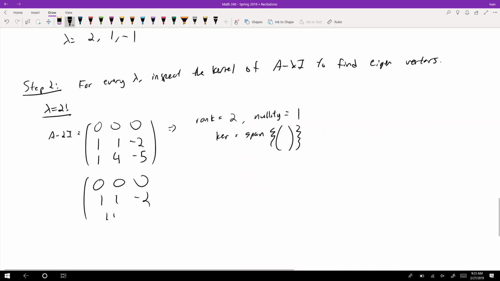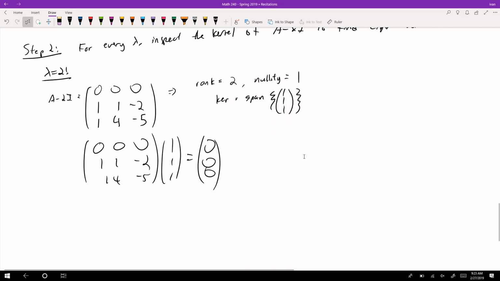Well, this is just the work to show it, right? If you multiply by 1, 1, 1, right? 0 plus 0 plus 0 is 0. 1 plus 1 minus 2 is 0. 1 plus 4 minus 5 is 0. Okay? So the kernel is going to be the span of 1, 1, 1. All right, so this is essentially your first eigenvector. So this is like v1.